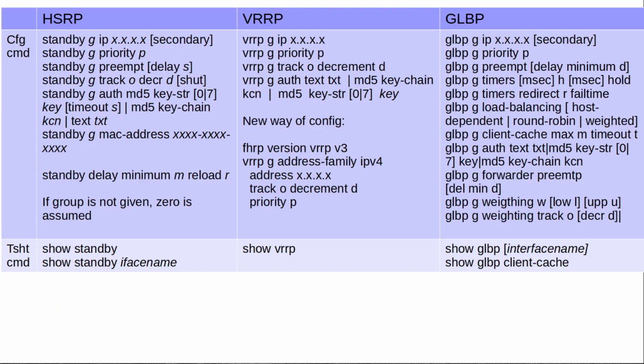In order to configure HSRP, use the standby command, and in order to troubleshoot, use the show standby command with all the different parameters. VRRP is configured with the vrrp command. There is a new way to configure it if you use version 3. You can use address families. In order to troubleshoot VRRP, use show vrrp with a lot of different parameters.